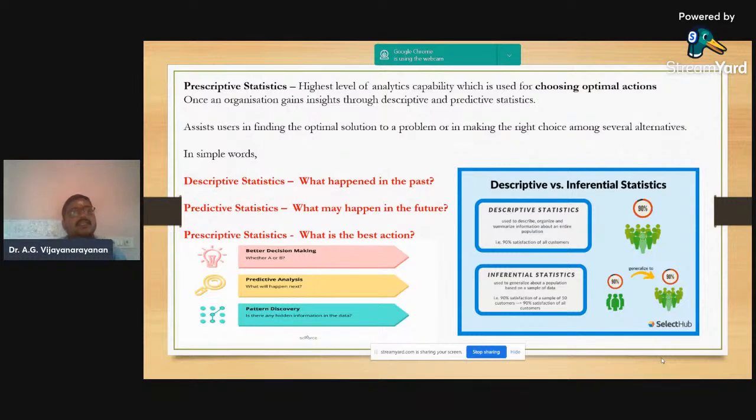So in simple words, descriptive statistics means what happened in the past and what is happening in the present. And from that, if you can predict the future, that is predictive statistics. If you predict something worse which is going to happen in the future, and if you have the alternative optimal solution to avoid that risk or loss, then that is what we mean by prescriptive statistics. So this is the base behind everything.